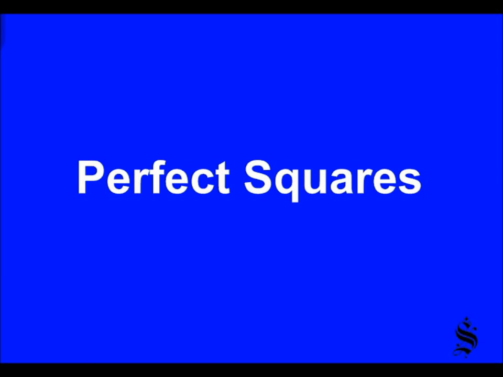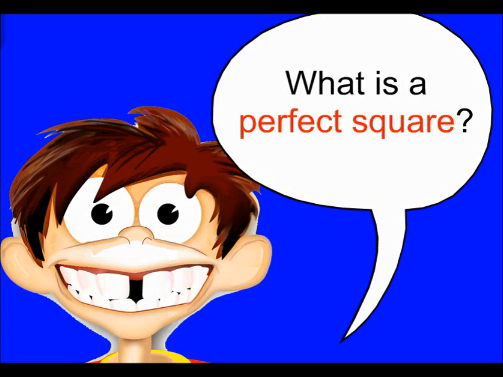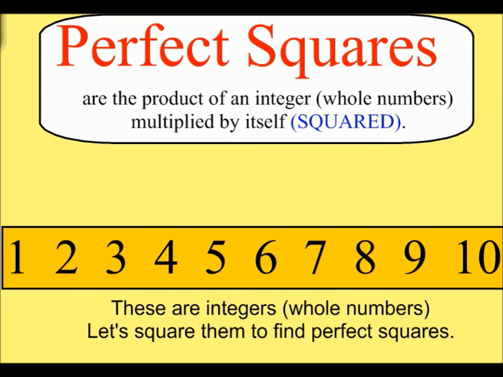Perfect squares. So what is a perfect square? A perfect square is the product of an integer, a whole number, multiplied by itself, or squared. Let's take a look at all the perfect squares from 1 to 100.